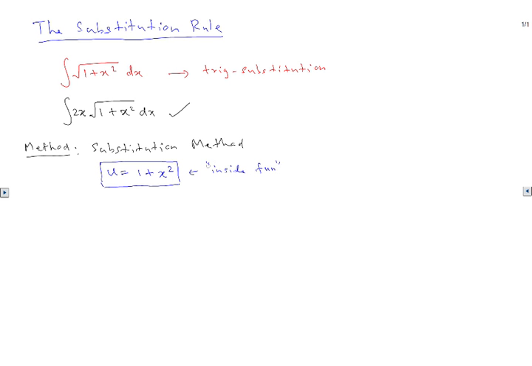Now we're going to take the derivative of both sides, differentiating with respect to x in this case. Okay, x is the independent variable. So we have du over dx, and if you take the derivative you get 2x. Now we're going to think of du by dx as a quotient and cross multiply. We multiply by dx on both sides, so you get du equals 2x dx. That is the tricky part.